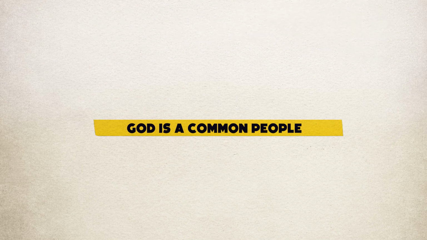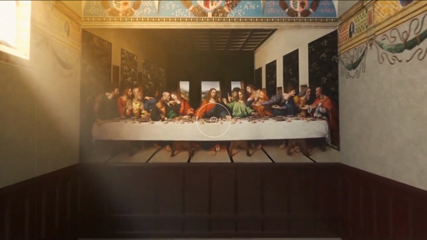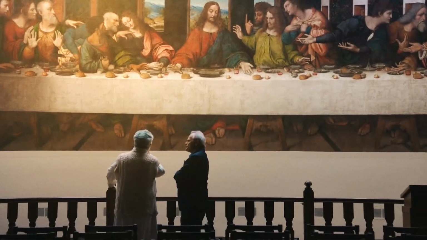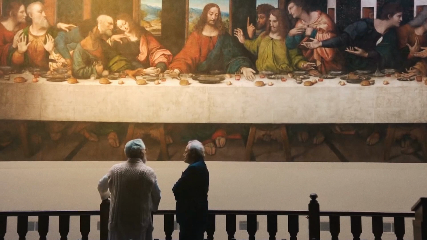God is a common people. The Last Supper is a well-known religious scene that has been depicted by numerous artists throughout history. But what sets Leonardo da Vinci's rendition apart is that he didn't include halos on any of the characters, including Jesus. Can you believe it?